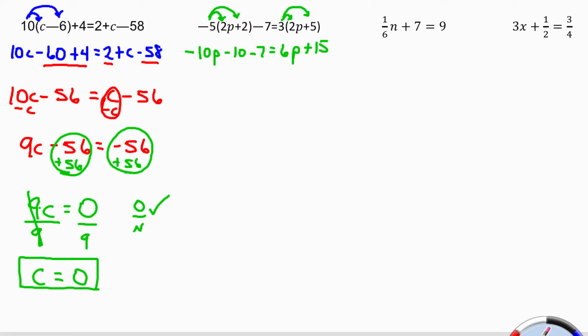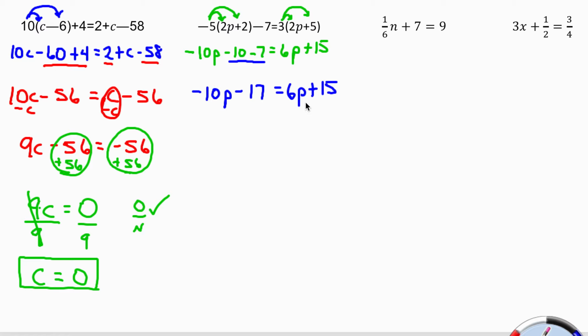Okay, simplify, do any math you can do on each side, and the only thing I can do is combine these constants, so that's negative 10p. Signs are the same, it means add. Keep the sign in front of the big one. 6p plus 15. Okay, when there's nothing left to do, now you start solving and moving, only now.